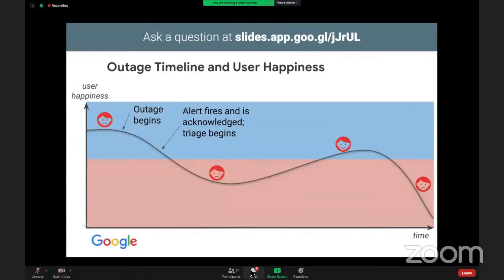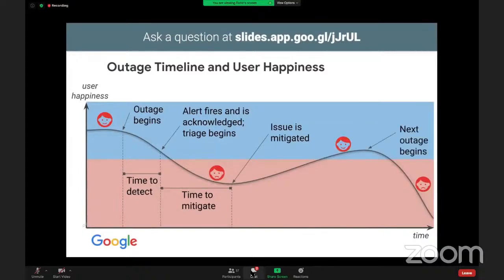So an outage begins, and after some time, if an alert fires and it is acknowledged, now the triage begins. So this is the time to detect an outage. After some time, the issue is mitigated. This is the time to mitigate. And sooner or later, the next outage begins. This is the time between failures, the time between the first and the second outage.